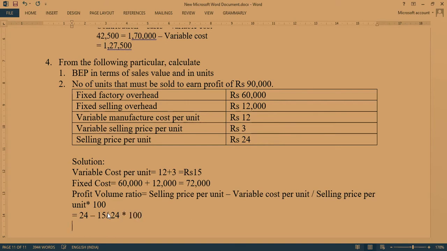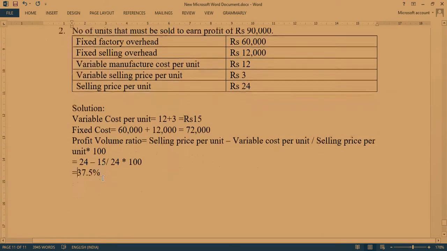With this, we will be getting approximately 37.5%. You can just do the calculations. You're getting around 37.5 percent. Now we got the PV ratio, we got the fixed cost, we got the variable cost. With the help of the available information we can find the break-even value.